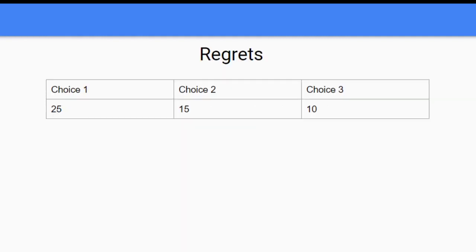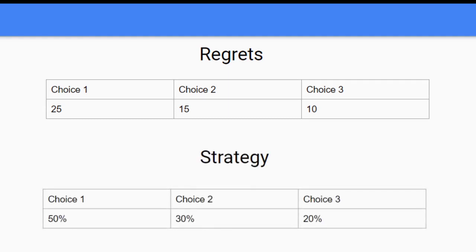So this is a possible regret table that we have. We have regrets for choice 1, regrets for choice 2, and choice 3. What we do is we turn these into a probability vector, and this is going to be our strategy. So 50% of our regrets were choice 1, and now we're going to choose choice 1 with 50% probability.